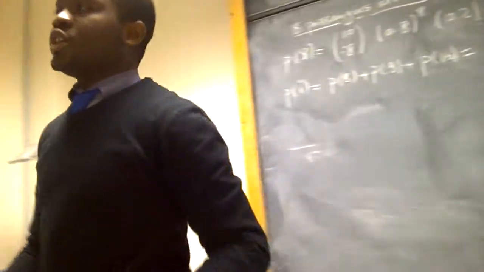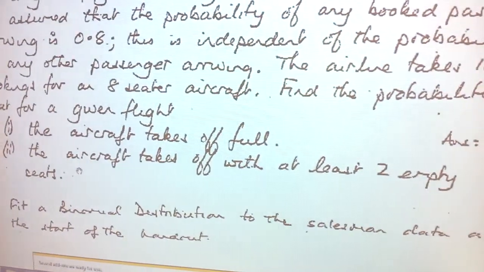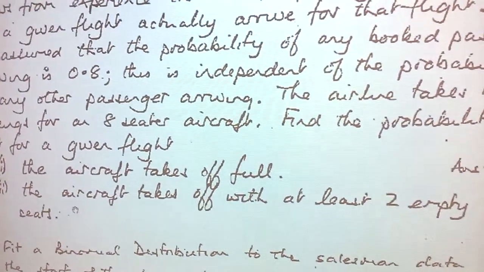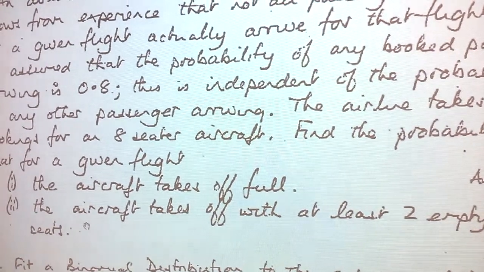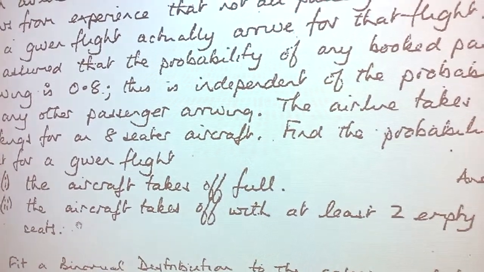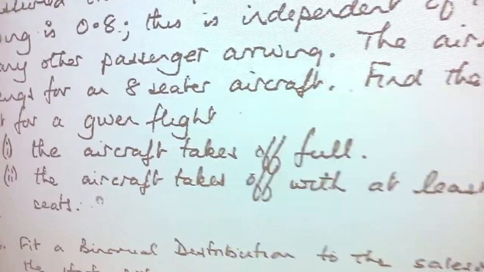The second question is the aircraft takes off with at least 2 empty seats. With at least 2 empty seats. That means that we will have 2 seats empty, or more than 2 seats empty.